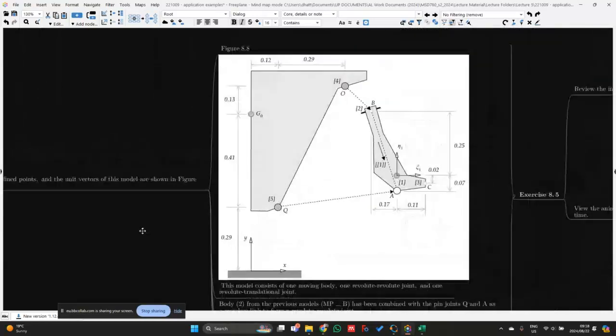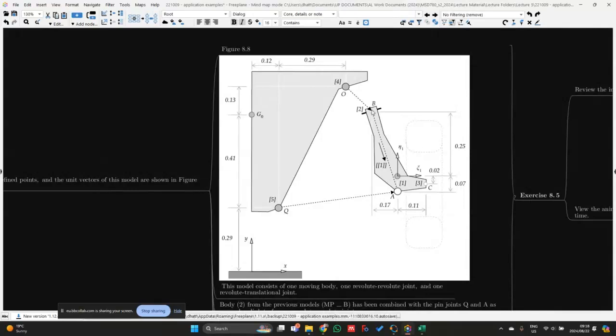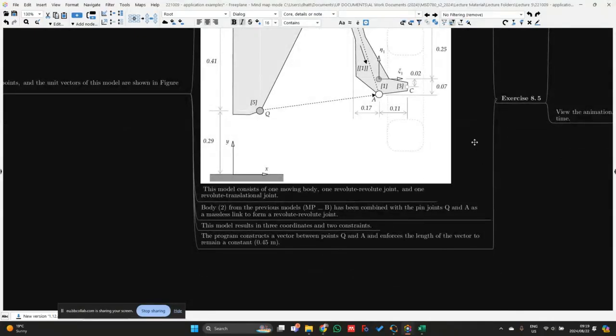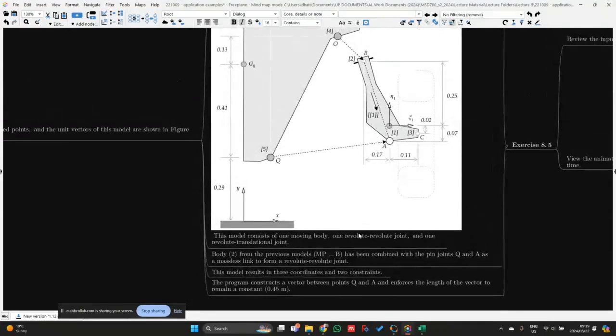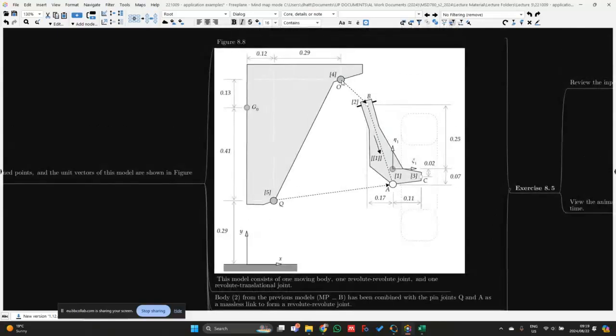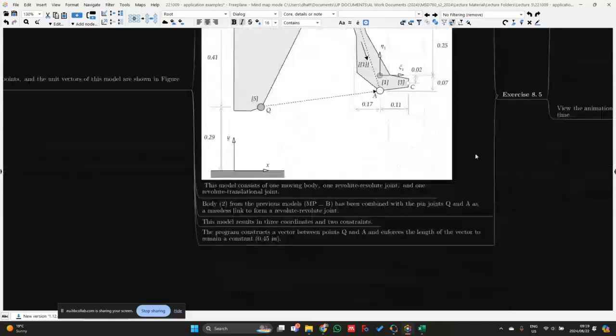And for this case, what we're basically going to do is still use the revolute translation driver that we specified, or the joint that we specified previously. But now we are also going to replace these two revolute joints with a single joint. So where we had one revolute joint over here, one revolute joint over here, we can now combine them to form a revolute-revolute joint. So the model consists of one moving body, which is simply the wheel assembly that we have over here, one revolute-revolute joint, which is between Q and A, and then one revolute translation joint, which is between point O and point B over here.